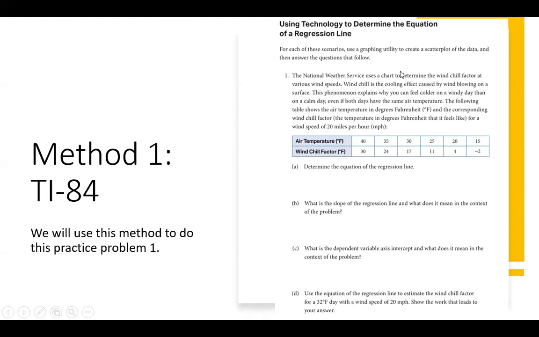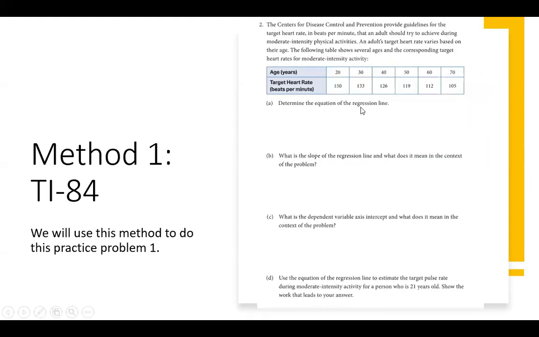So the old notes should have been this, but we're going to now do example number 2 so that your notes are side by side. Are they side by side? Okay. Yes. All right. Cool. So we're going to be using the TI-84 method. So to start off with the TI-84, we're going to go over the steps to solve.